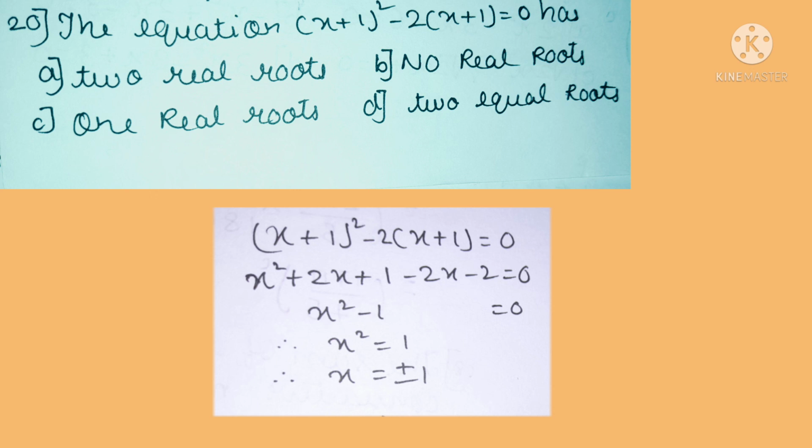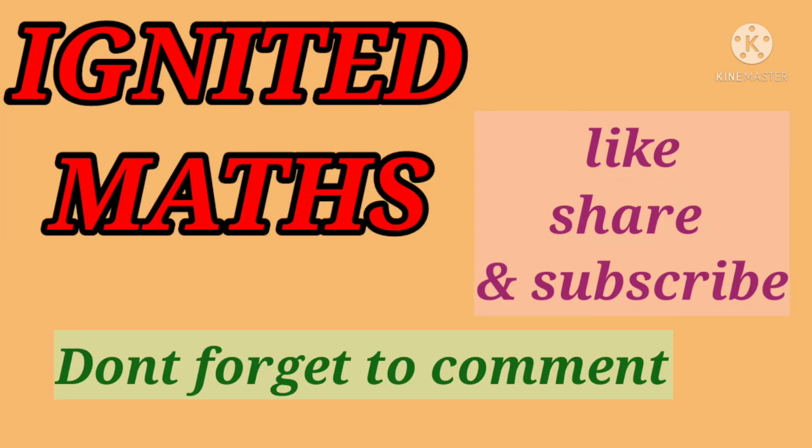So x square is equal to 1, in which x is equal to plus or minus 1. So over here we have received 2 real roots. Yes, absolutely, they are not equal, so the option will be A. So we have successfully completed the 20th MCQ of the chapter quadratic equations.